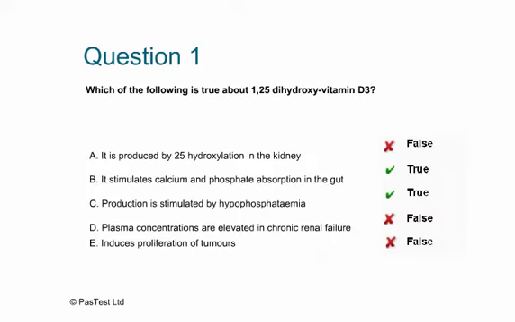The answers are B and C. Vitamin D, as we will see in the next slide, is hydroxylated in the 1-alpha position by 1-alpha hydroxylase in the kidney. Vitamin D enhances calcium and phosphate absorption in the gut. Production is stimulated by low levels of phosphate. Plasma concentrations of PTH are elevated in chronic renal failure. And more recently, we understand there are other roles for vitamin D apart from bone metabolism.